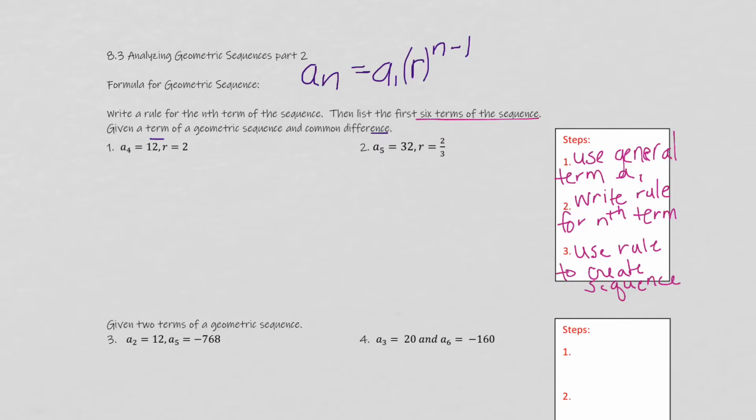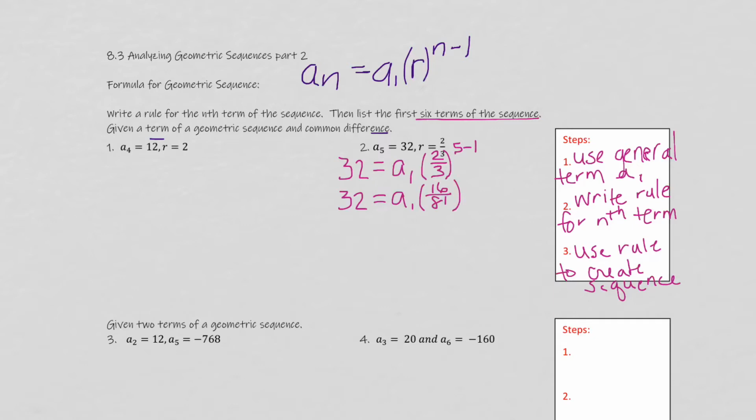All right, so let's plug this into our formula. I would have 32 equals a sub 1 times 2/3, and remember that was the fifth term, so this is 5 minus 1 up here. So 32 equals a sub 1 times 2/3 to the fourth power, which is 16/81.